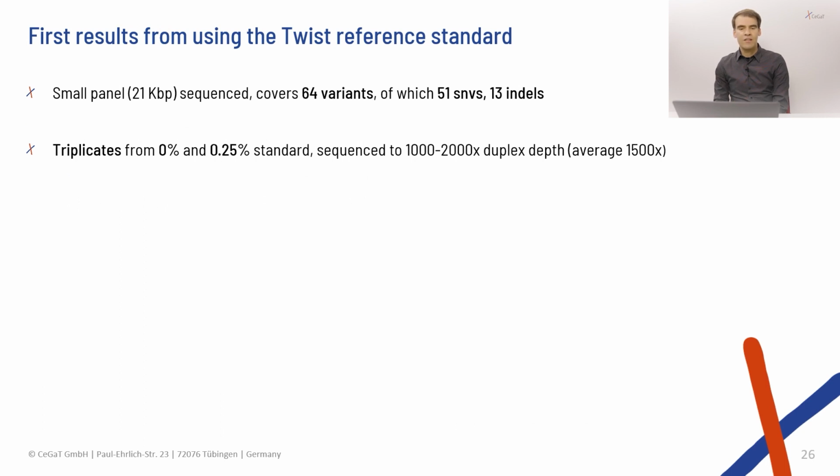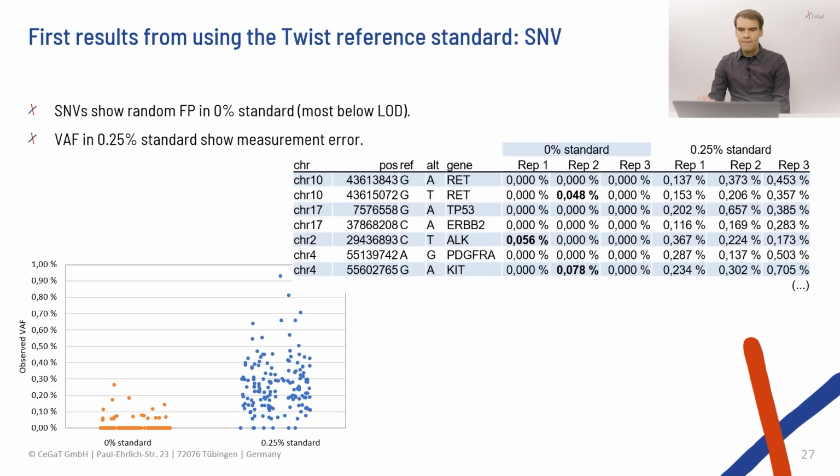We have a small panel of 21 kilobases that we sequenced, and it covers 64 variants, of which most are SNPs. We sequenced triplicates from the 0% and 0.25% standard using duplex molecular barcoding to arrive at a final coverage of about 1500 X on target. Let's look at some data.